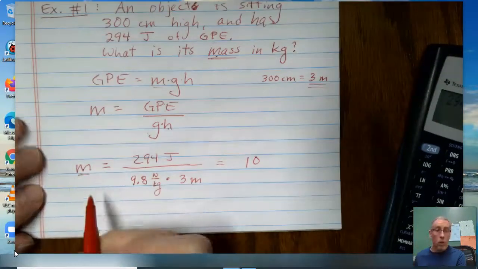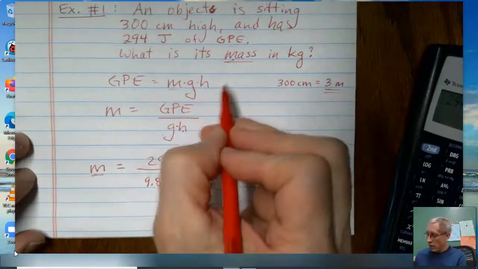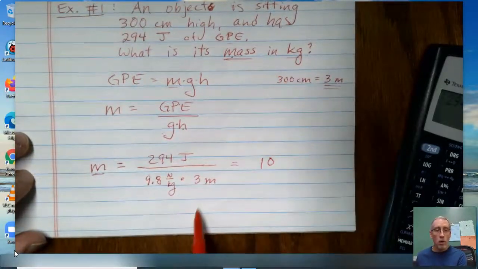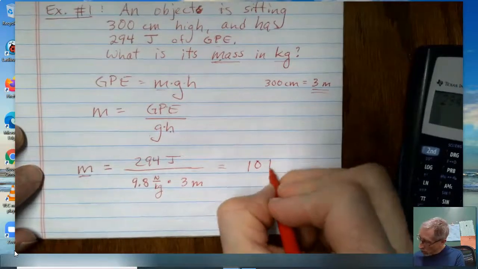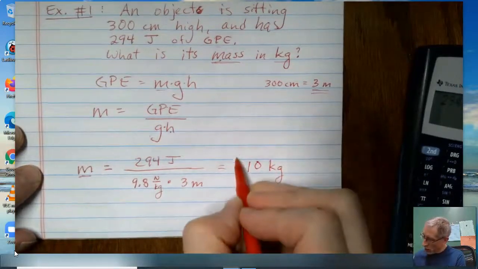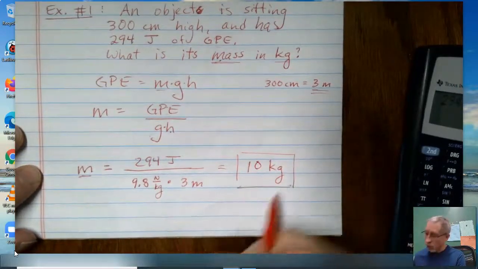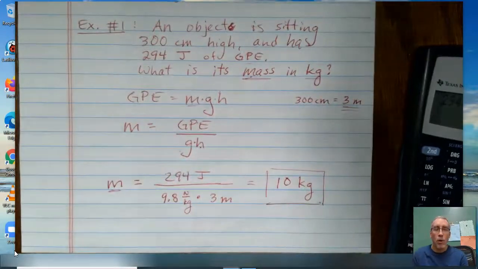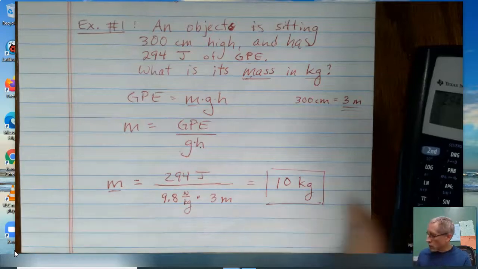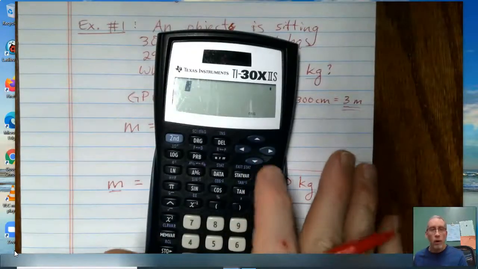And 10 what? Well, we're solving for a mass. And as long as the units are consistent in here, this mass should be the mass in kilograms. I like to box my answer. That way I know I'm done. Everybody else knows I'm done. Okay? So again, let me just show you that alternative.